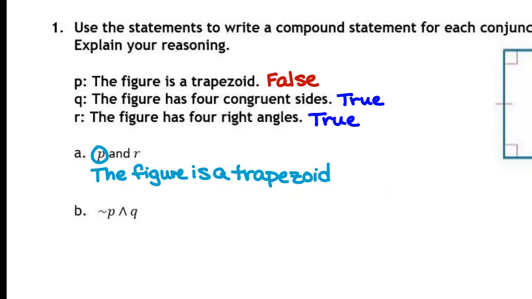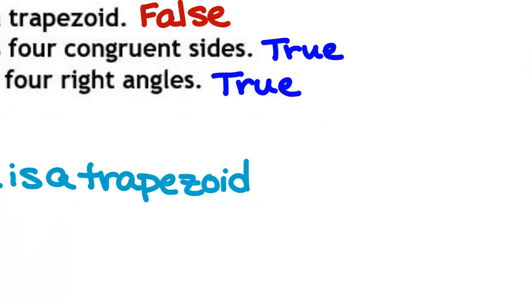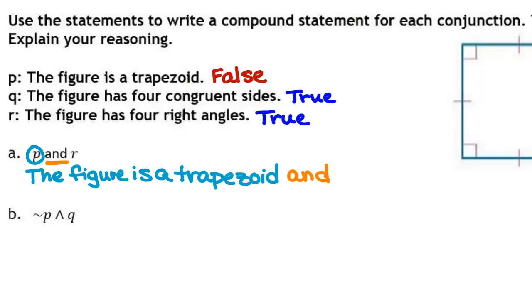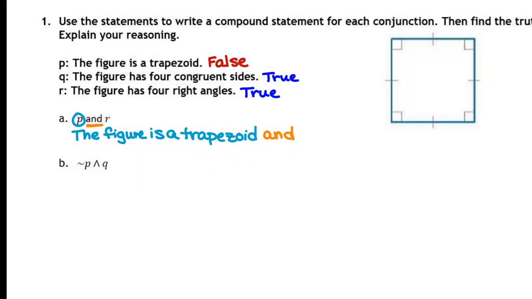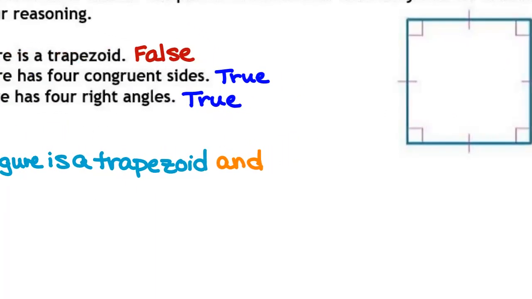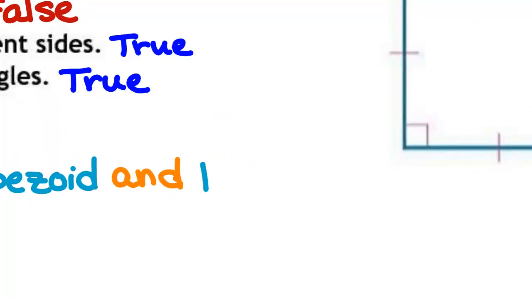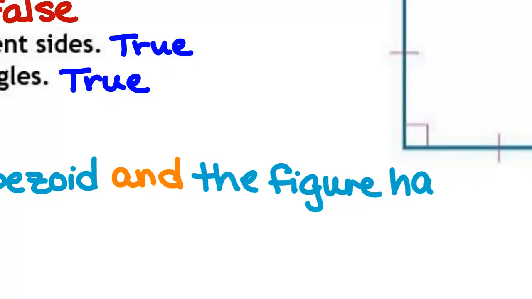And then we have the and. So I'm going to write and next to it. Then I need statement R. What is statement R? The figure has 4 right angles.